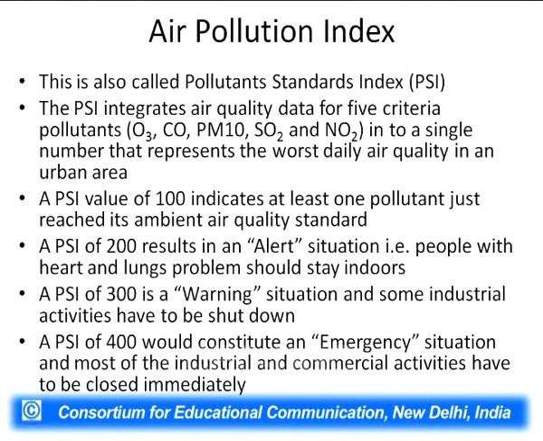If PSI is 300 or more, then the situation is of warning. It means that more or less all the pollutants have reached their prescribed limit. And if the PSI crosses the 400 value, it means the situation is a kind of emergency, and more or less all the pollutants have significantly crossed their prescribed limit. In such a situation, we have to immediately shut down all the industrial and commercial activities. Otherwise, it can be very, very harmful to the citizens.